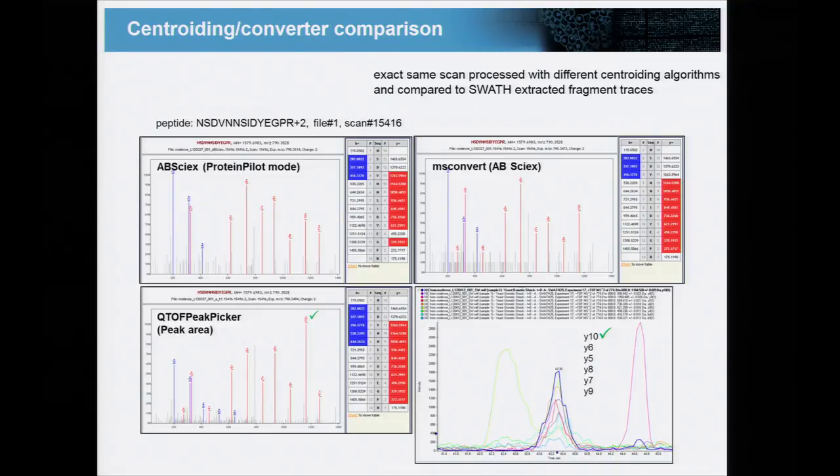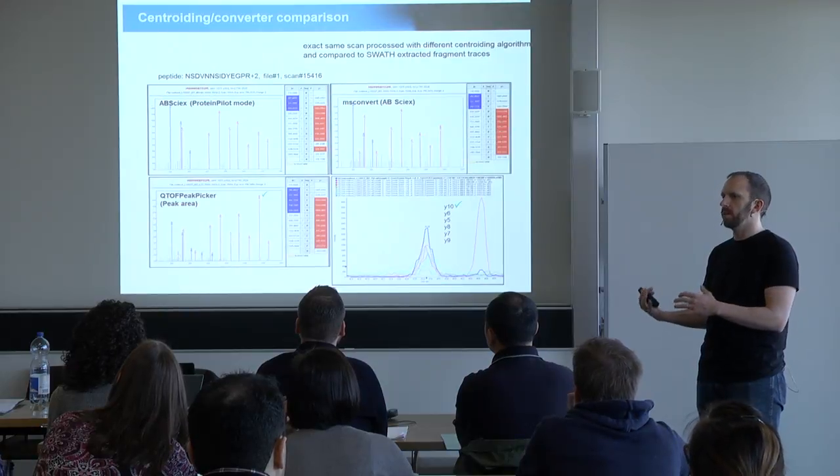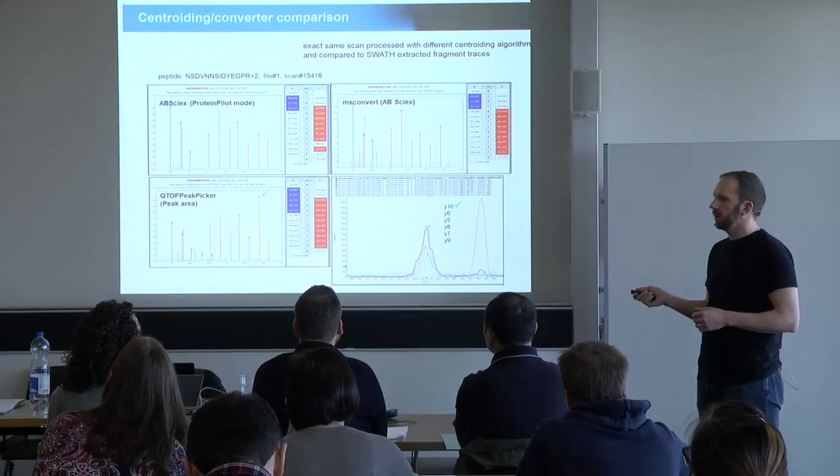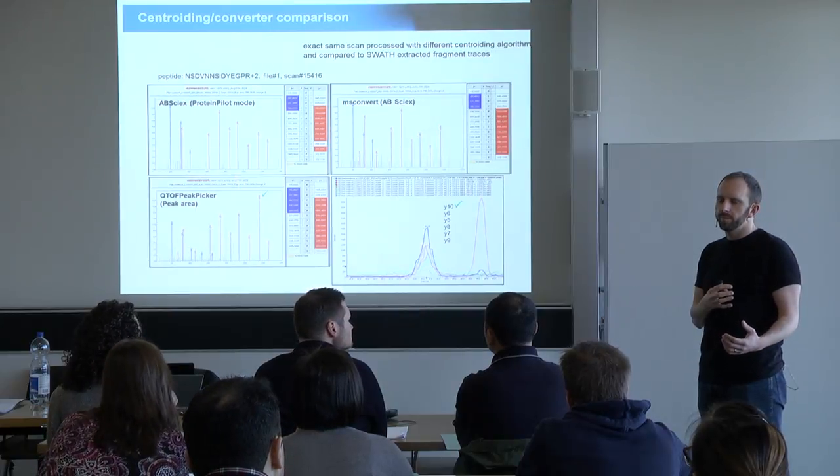And one is this QTOF peak picker, which was developed in our lab specifically to do this task. And you can see that the relative intensities of the fragment ions are actually quite dramatically different in some cases, right? And this comes from exactly the same raw spectrum. So whatever differences here are somehow an artifact of the centroiding.